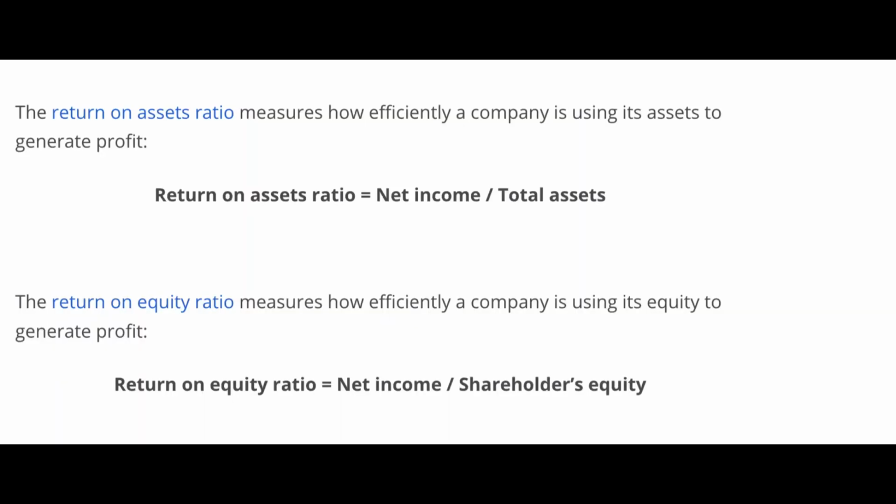The return on assets ratio measures how efficiently a company is using its assets to generate profit. Return on assets ratio equals net income / total assets. The return on equity ratio measures how efficiently a company is using its equity to generate profit. Return on equity ratio equals net income / shareholders' equity.